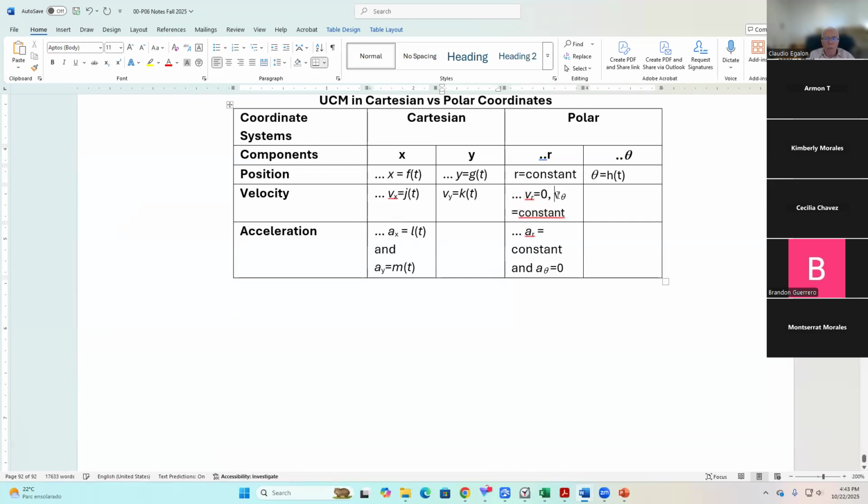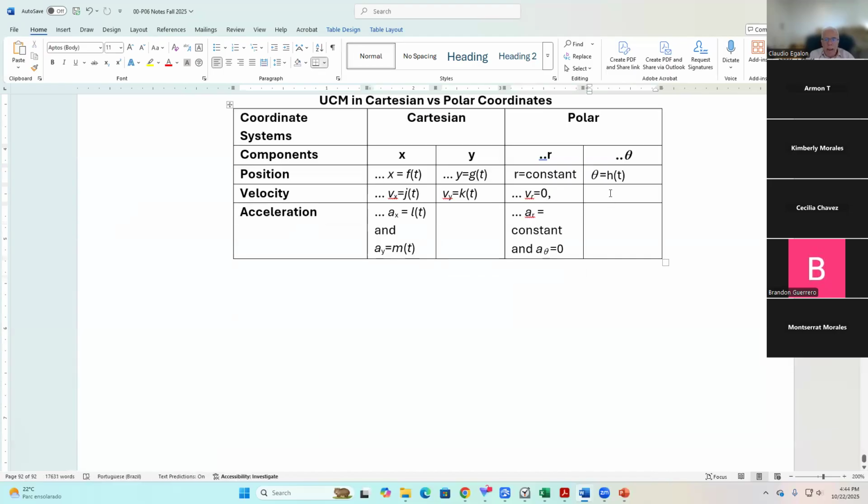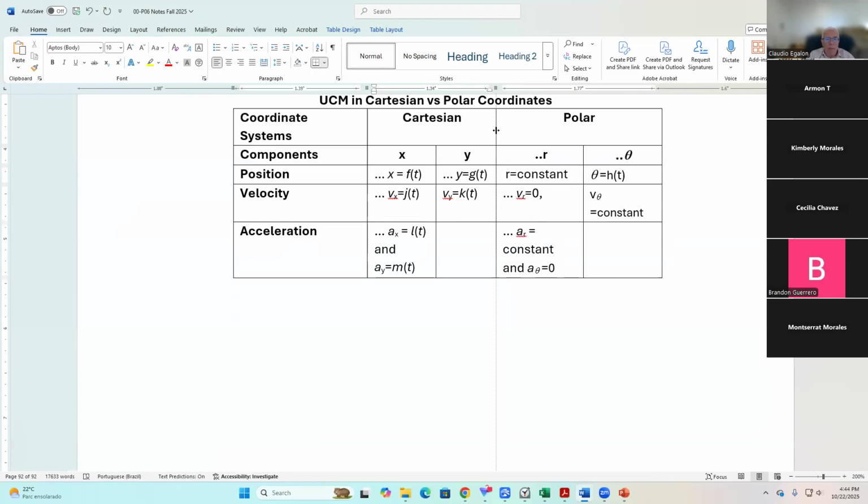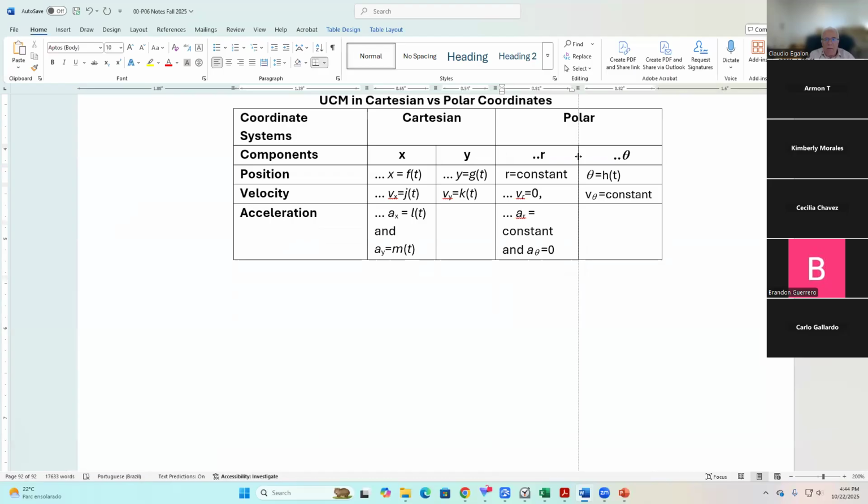The radial component of the velocity is going to be 0, and the theta component of the velocity, the transverse component of the velocity, is going to be a constant because of the speed. 6 more minutes to go. That's what this theta is all about, right? It's the component along the theta direction.